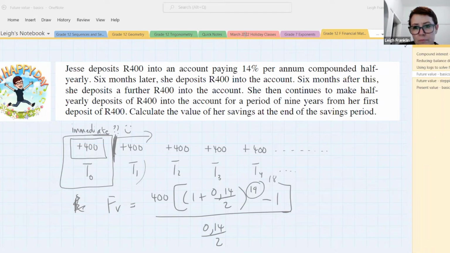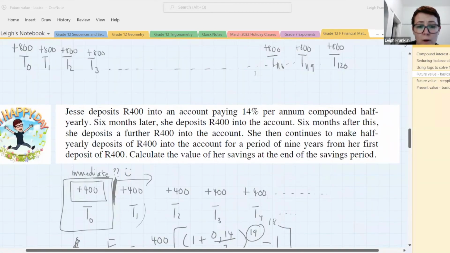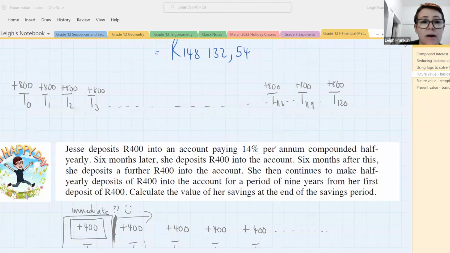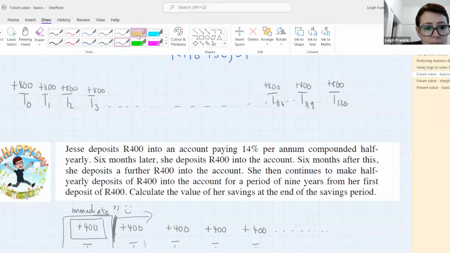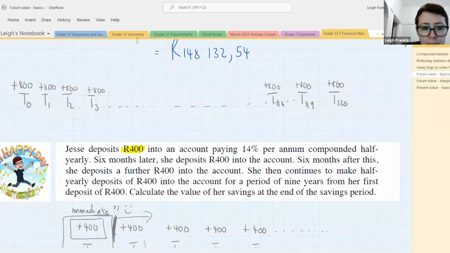Ma'am, I'm still confused about how you actually get the 19, because you say Jessie deposits 400 into an account. That's the first payment, right? Yeah, so Jessie deposits 400 Rand into the account. That's the first payment. So here is payment number 1, payment number 2, payment number 3. And then she continues to make half-yearly payments of 400 Rand into the account for a period of 9 years.